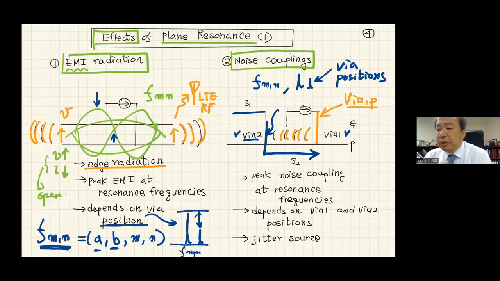Hyunwoo, I'm seeing your face there. Would you shortly summarize this slide for me? In this slide, I'm explaining the effect of this power and ground plane resonance.